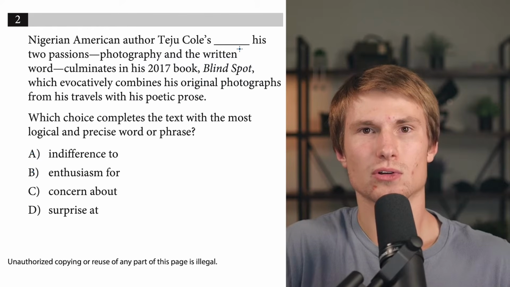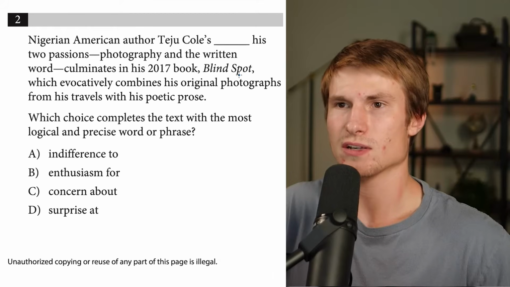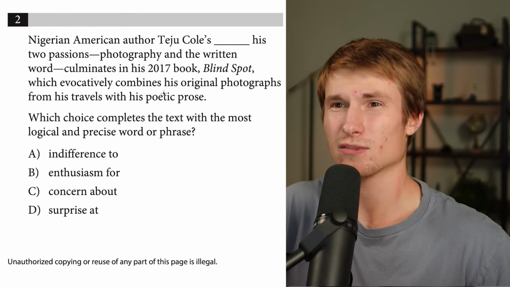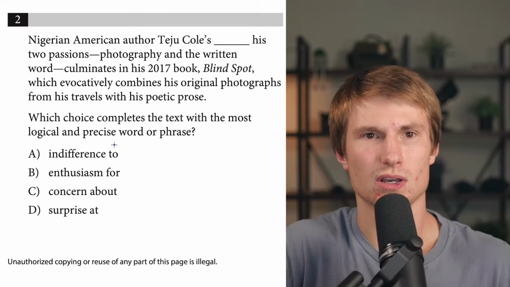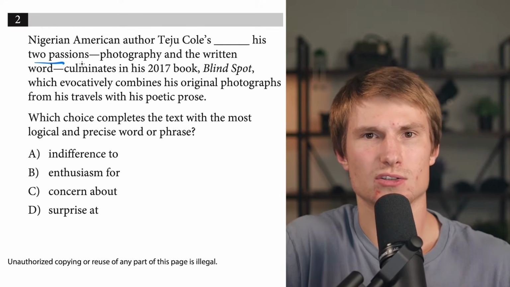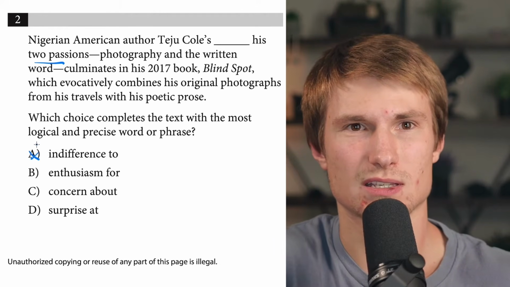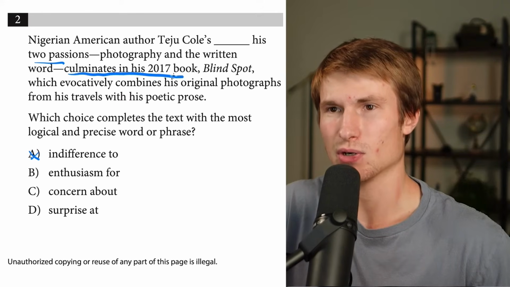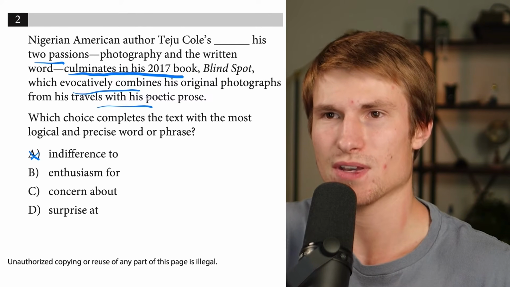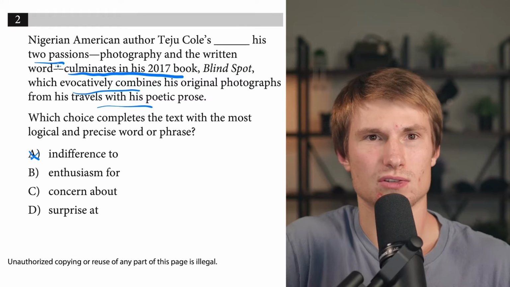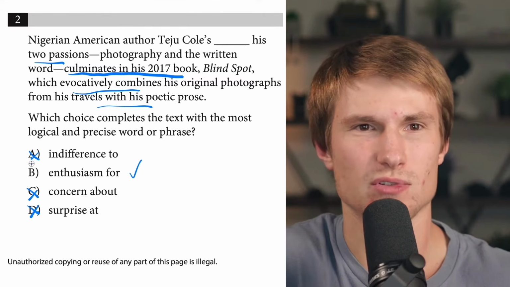Nigerian-American author Teju Cole's blank, his two passions, photography and the written word, culminates in his 2017 book Blind Spot, which evocatively combines his original photographs from his travels with his poetic prose. All right, well, ultimately here we've got his two passions. Before that, we've got indifference to his two passions. That wouldn't make sense in this context. We know it's culminating in his book, which it then describes as good, right? Evocatively combines these two things. We've got enthusiasm for his two passions. That would make sense. He's not concerned about his two passions. He's not surprised at them. So the answer there would have to be B.